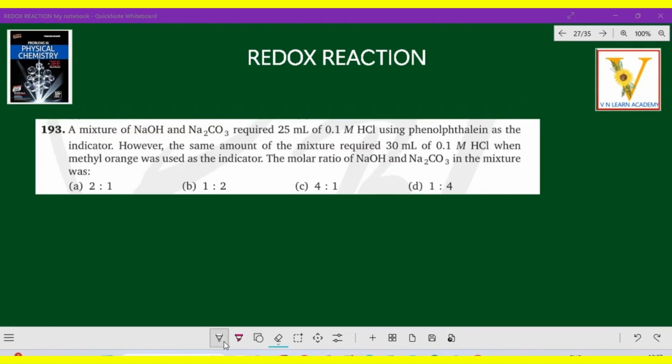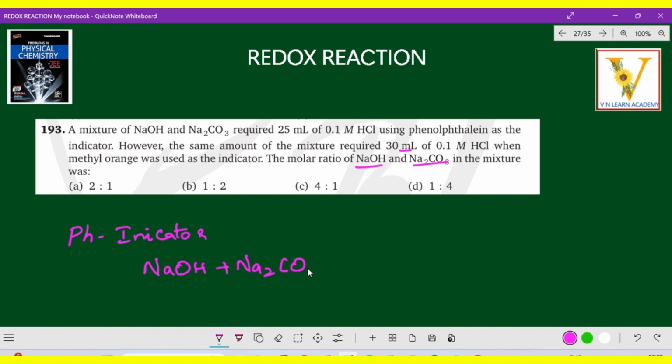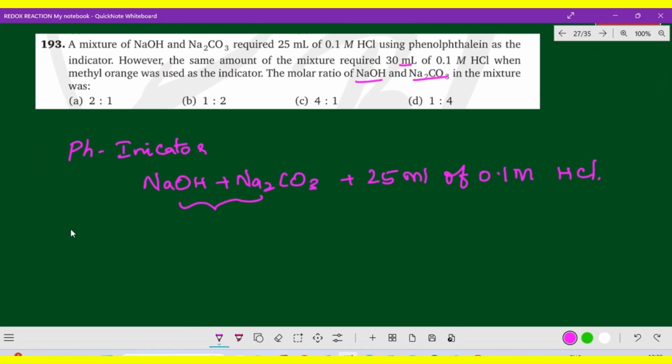A mixture of NaOH and Na2CO3 required 25 ml of 0.1 M HCl using phenolphthalein as an indicator. However, the same amount of the mixture required 30 ml of 0.1 M HCl when methyl orange was used as the indicator. Find the molar ratio of NaOH and Na2CO3. Right. Now here, when we are using phenolphthalein as an indicator, so here NaOH plus Na2CO3, these both are a mixture combined with 25 ml of 0.1 M HCl. And the same way here, methyl orange is used as an indicator.